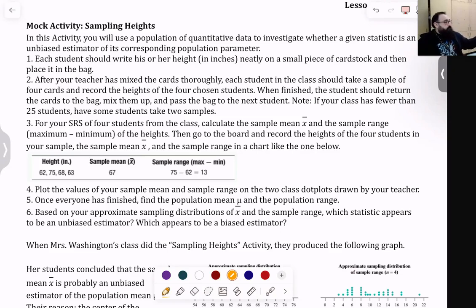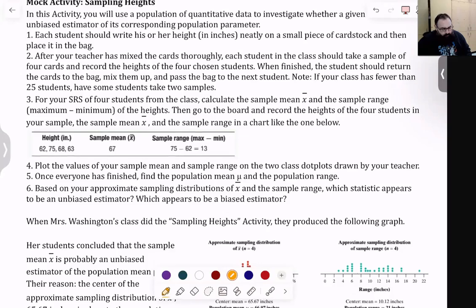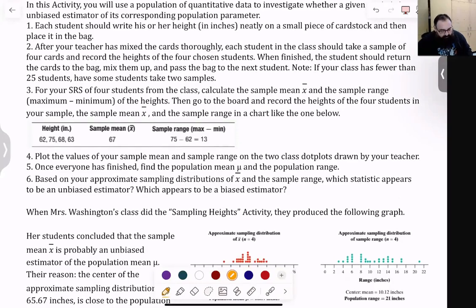Do you agree? Each of you is going to calculate an x bar for your 4 numbers, correct? And then we're going to take all of those x bars that you all calculated and put them in a list. Do you understand what's going on here? Each of you has your own sample mean, and that becomes your number that you're going to present to the class. So for your simple random sample, you're going to calculate the sample mean and the sample range for the heights.